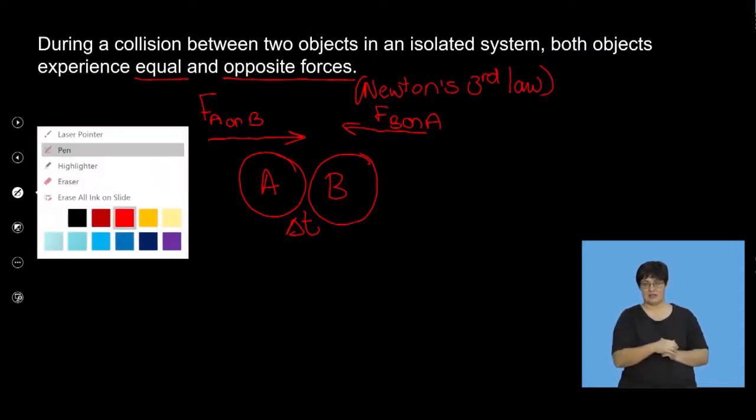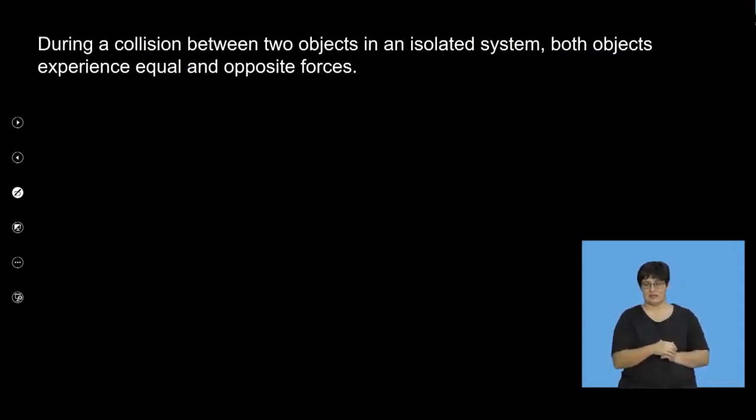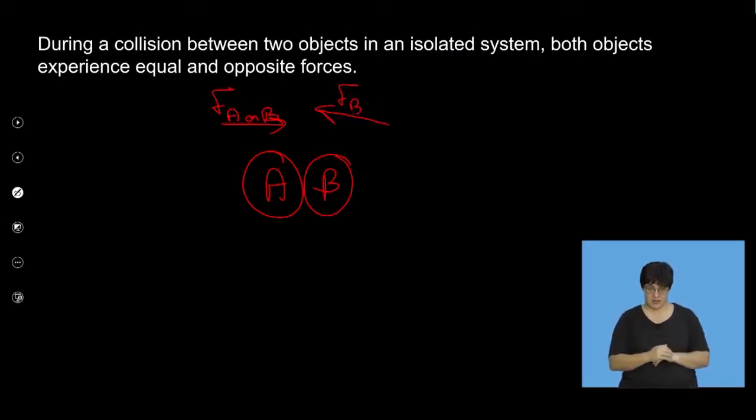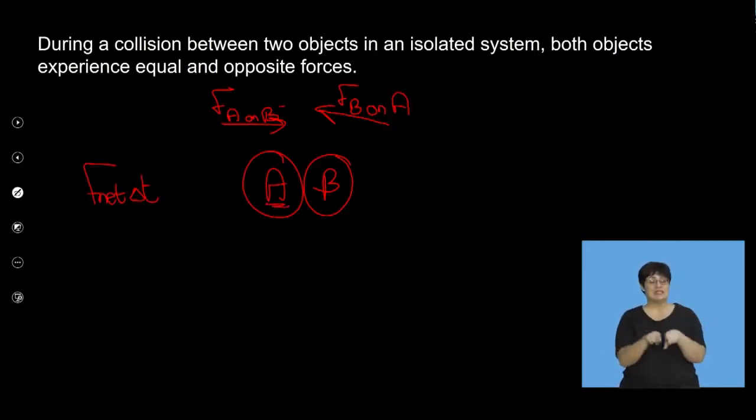Okay, we'll just draw it all again. So A, B, we're good with this. Force of A on B, force of B on A, F net delta t is impulse, okay? Both of these experience the same force, which is F net, for the same amount of time. But one of them has to be negative because we always have to have a positive direction.